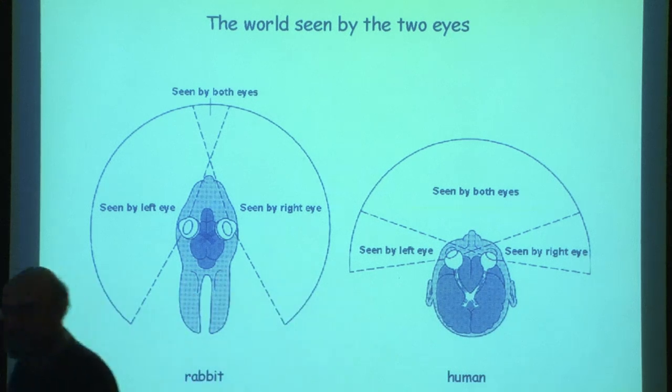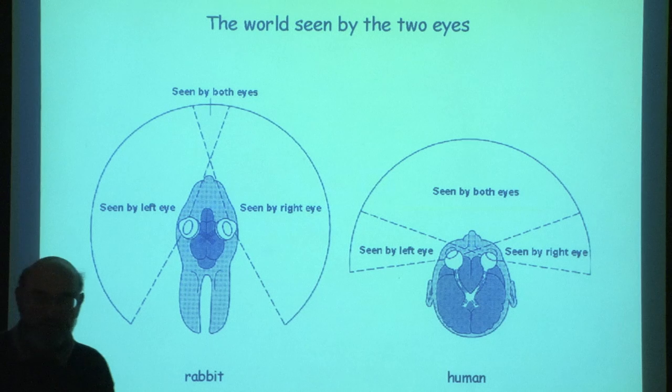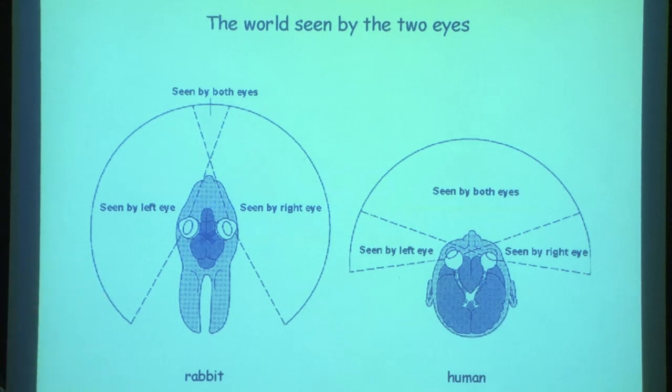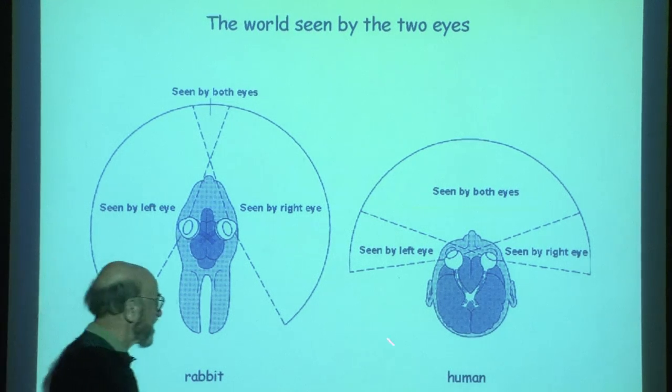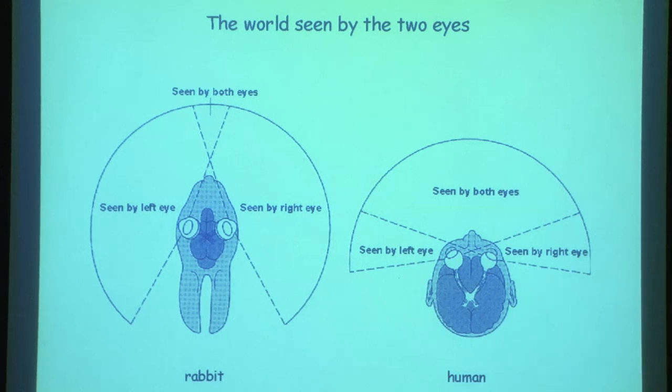Now, we are going to discuss this in some detail, because one of the prime reasons, I believe at least, that this has happened is to be able to process information about depth better than it can be done by rabbits and other animals. And so when we talk about depth perception, we are going to deal with this issue in more detail.